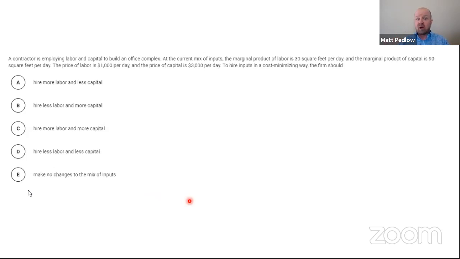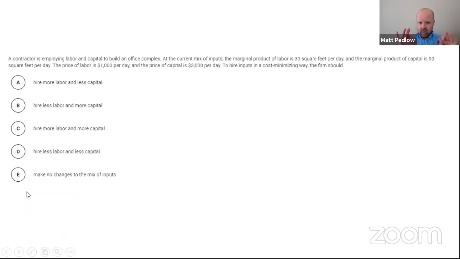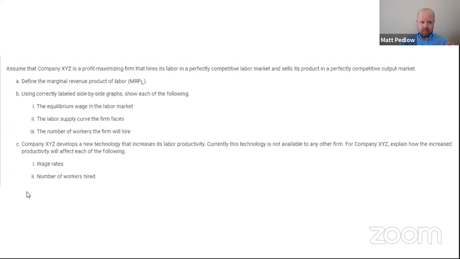Everything's exactly correct. Now, if any of these numbers change, that would give you a different answer. Okay, so least cost rule. We good? We can move on. All right, let's do another free response together.